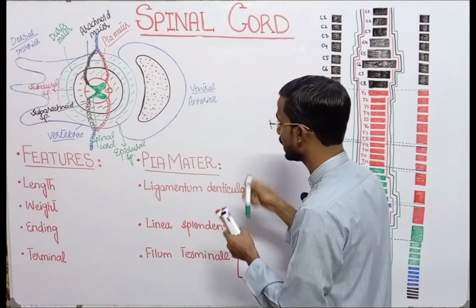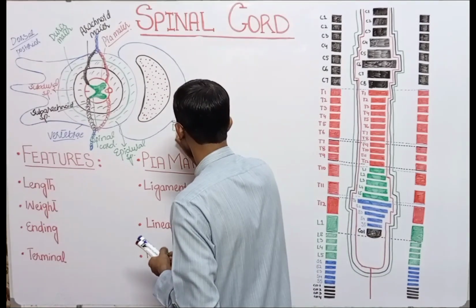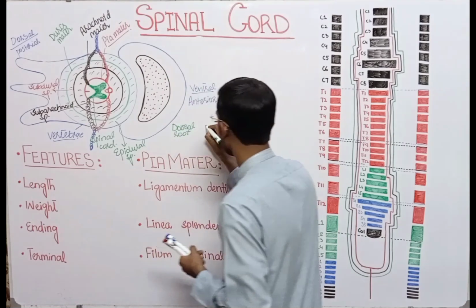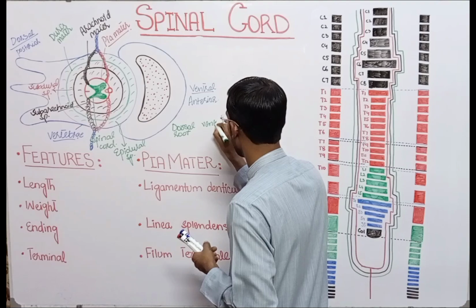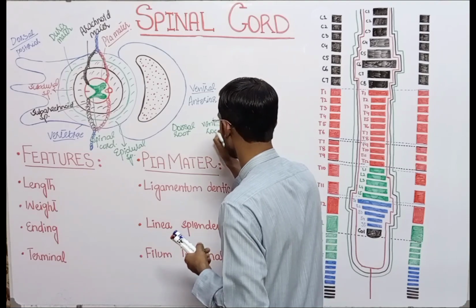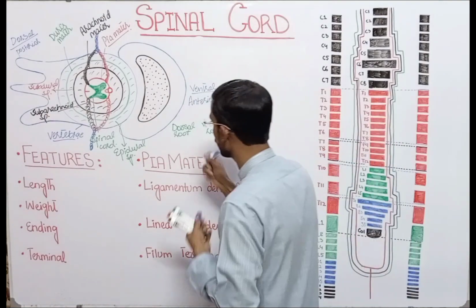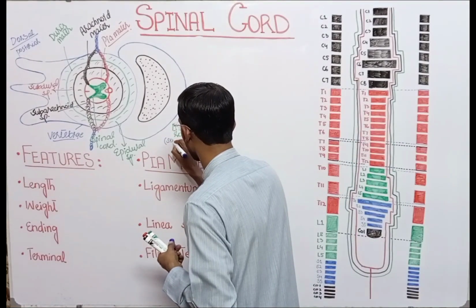Here you can see the dorsal root and the ventral root. There are two roots. In the dorsal root, you will see the sensory neuron.